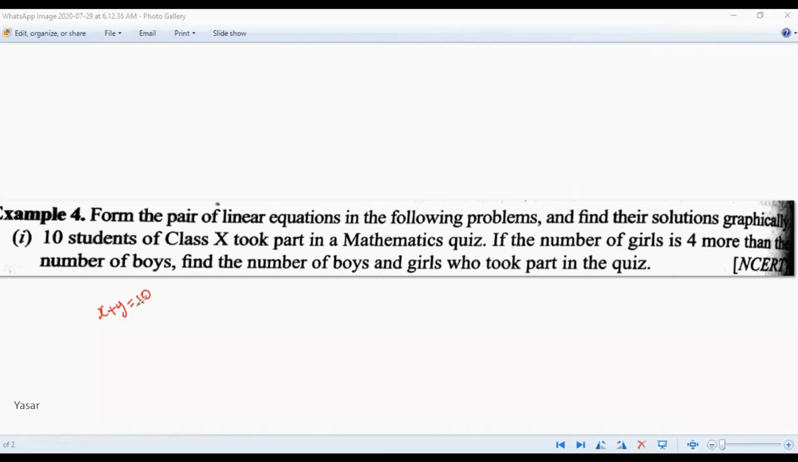What is x here, boys or girls? We can decide. Let us take G for girls and B for boys. So G plus B is equal to 10. The next statement: the number of girls is 4 more than the number of boys. So the next equation is G minus B is equal to 4.